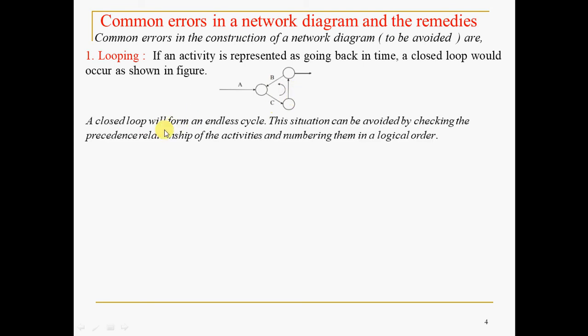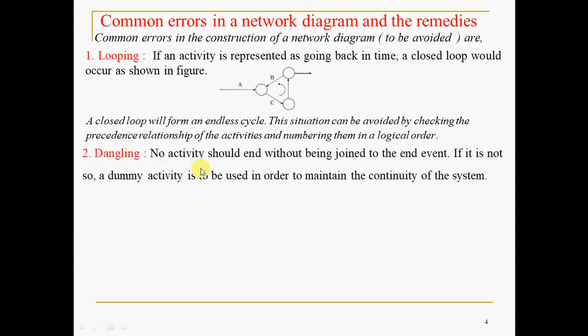A closed loop will form an endless cycle. This situation can be avoided by checking the precedence relationship of the activities and numbering them in a logical order. So you can avoid forming this shape or loop by using some logical sequence or numbering. That we will discuss in a numerical, of course. So please note that looping should be avoided. You have to number properly, or you have to follow the precedence relationship in a logical way. Then you can avoid this looping error.